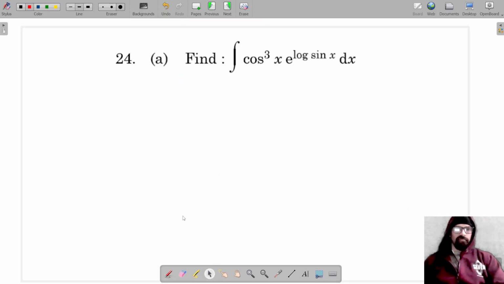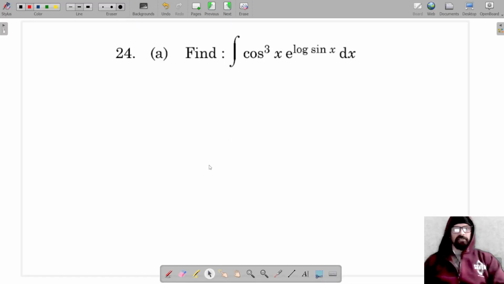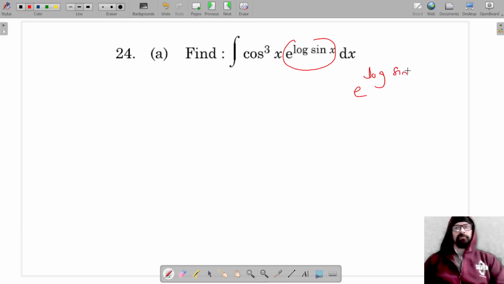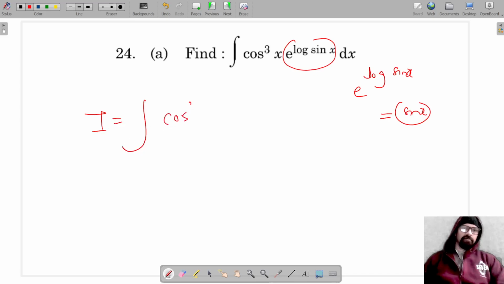Okay, for question number 24, part A, we have to find the integration of cos cube x times e raised to the power log of sine x. Now e raised to the power log of sine x is actually sine x. So I can write this integration, let's say this is I, as the integral of cos cube x into sine x dx.